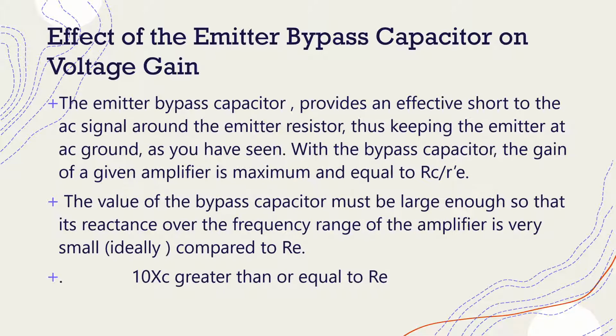Effect of emitter bypass capacitor on voltage gain. The emitter bypass capacitor provides an effective short to the AC signal around the emitter resistance, thus keeping the emitter at AC ground, as you have seen. With the bypass capacitor, the gain of a given amplifier is maximum and equal to RC by re. The value of the bypass capacitor must be large enough so that its reactance over the frequency range of the amplifier is very small compared to RE. A good rule of thumb is the capacitive reactance of the bypass capacitor should be at least 10 times smaller than RE at the minimum frequency at which the amplifier must operate.